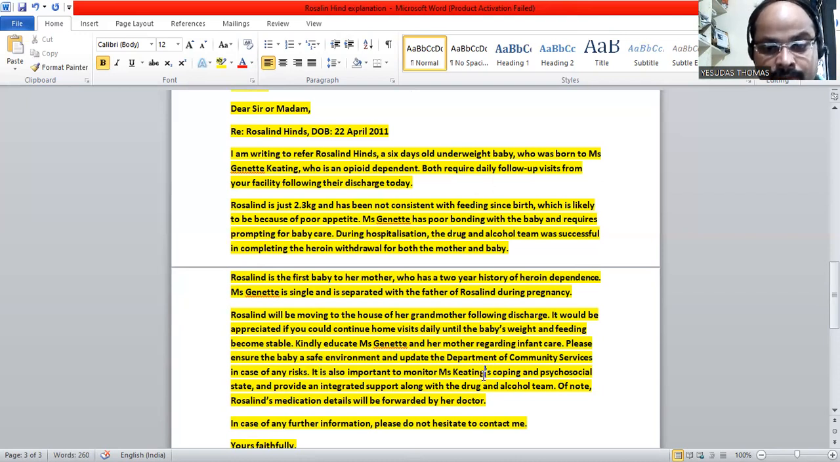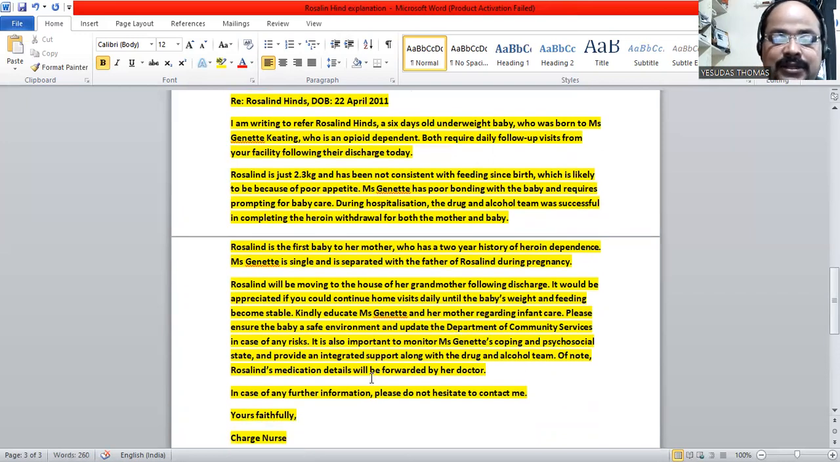Okay, again, I have to use Janet multiple times, because in order to avoid confusion, we have to use the name Janet multiple times here. I think we have used it around 4 times. It's not quite advisable to use this too often, but we don't have a way here to avoid it. So it's important to monitor Miss Janet's coping and psychosocial state and provide integrated support along with the drug and alcohol team. If not, Rosalind's medication details will be forwarded by her doctor. So this is the last sentence.